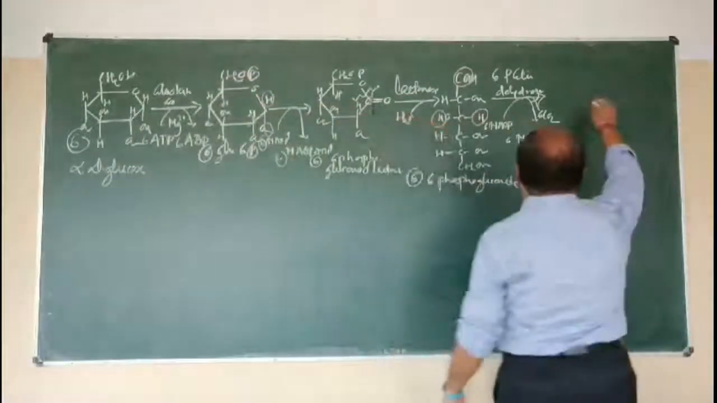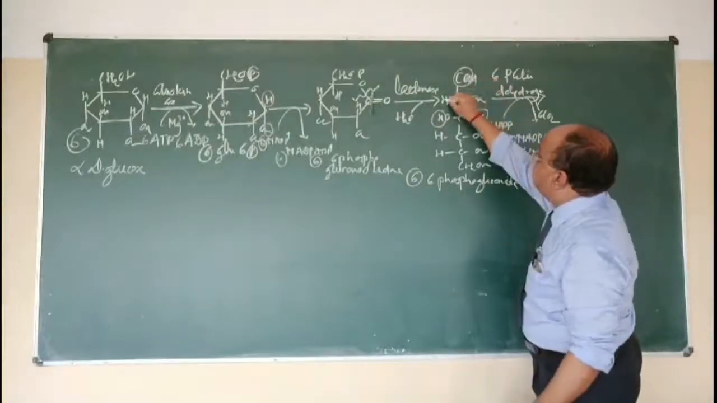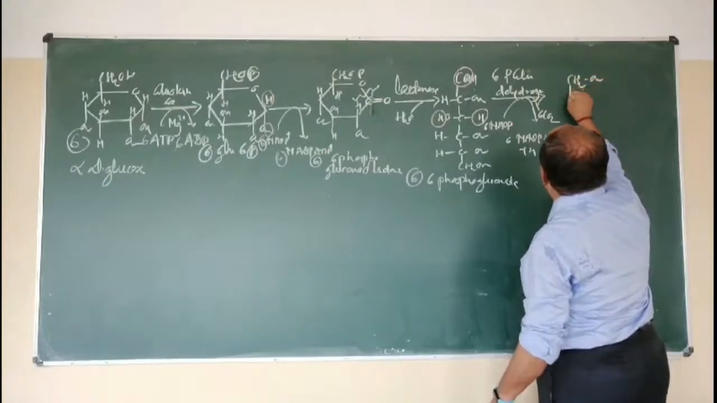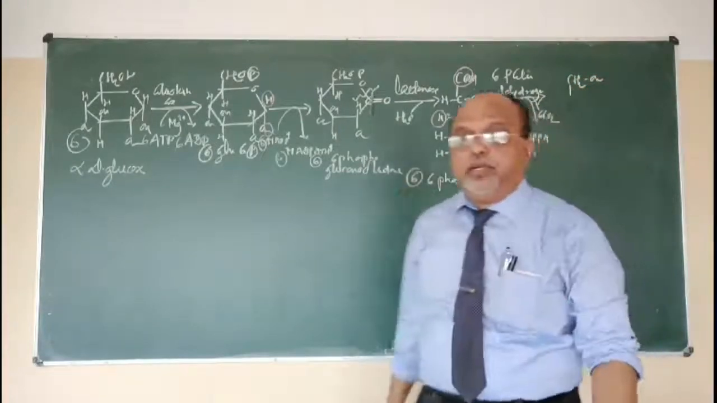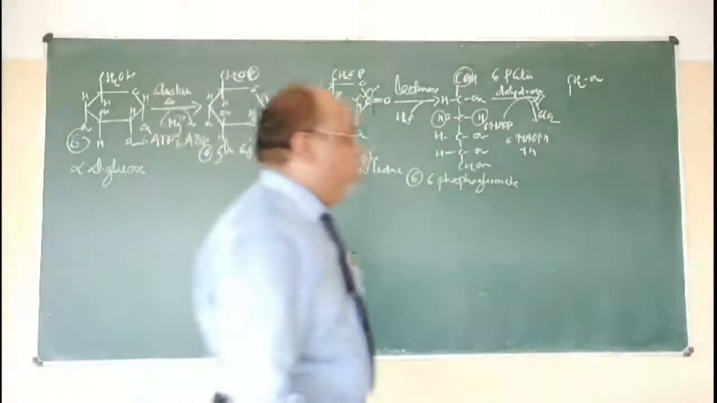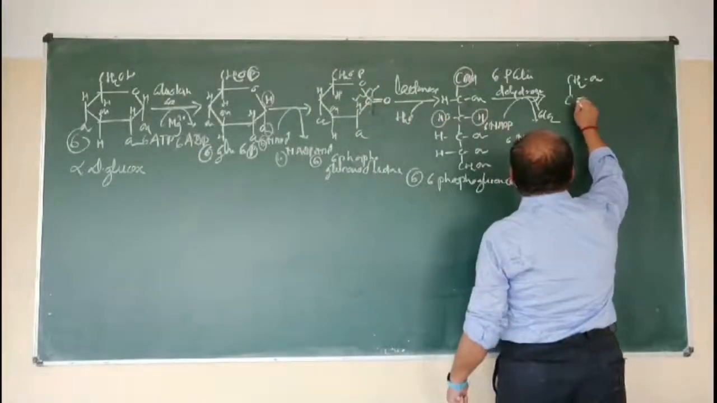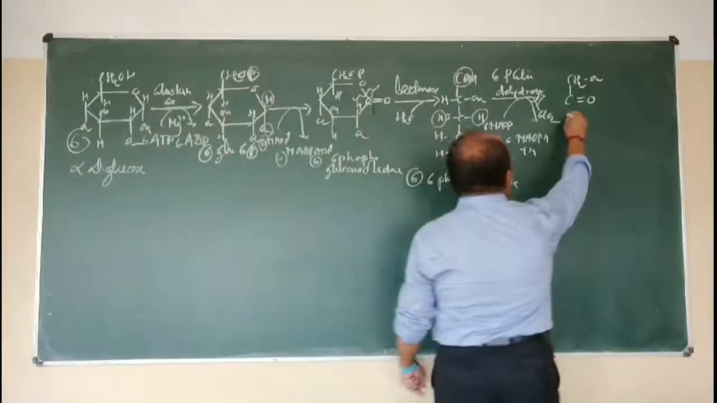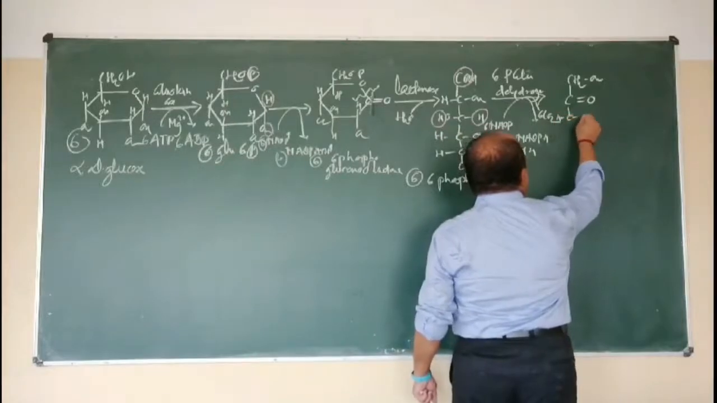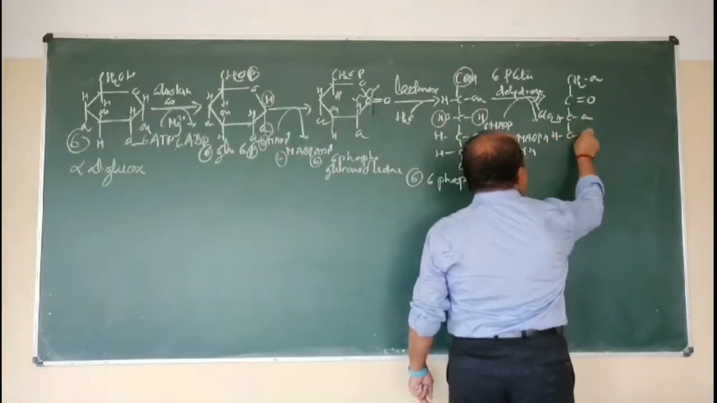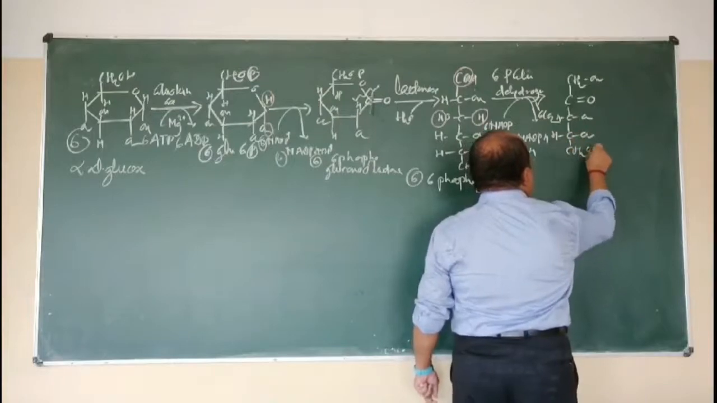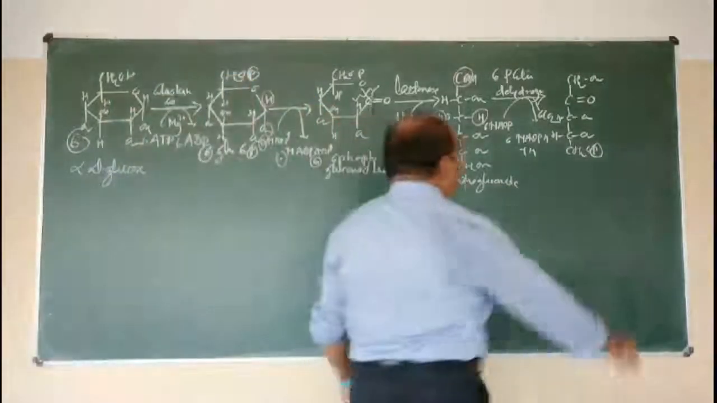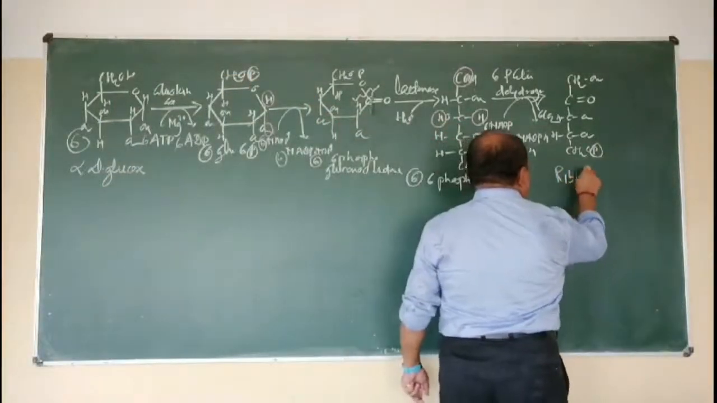Look at the structure. That is HCH, which means CH2OH. From this carbon, 2 hydrogen atoms are already removed, so only oxygen remains on this carbon. So that is C double bond O. The remaining structure is HCOH, HCOH and CH2OP. Now this structure is known as ribulose 5-phosphate.